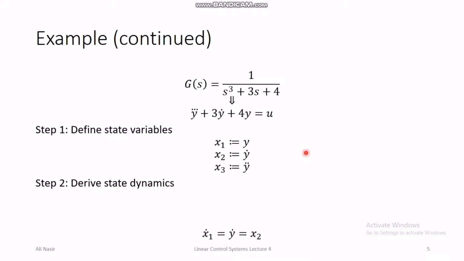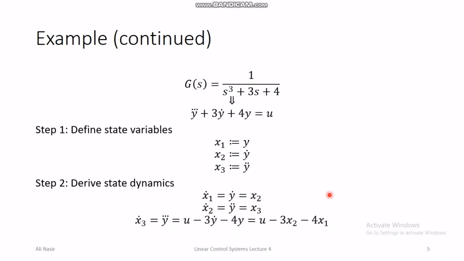So the dynamics of the first state variable x1 dot, that will be simply y dot, which we have already defined as x2. So x1 dot is equal to x2, that is the dynamics of x1. Then x2 dot is equal to y double dot, as x2 is y dot, then its derivative will be y double dot, and that has been already defined to be equal to x3. So these two dynamics are very straightforward.